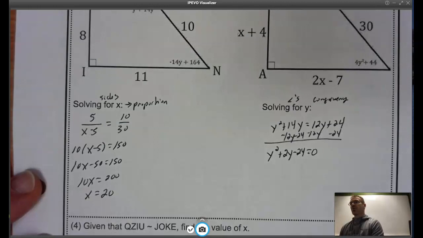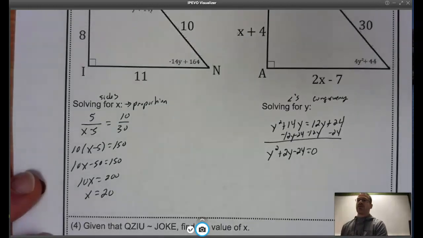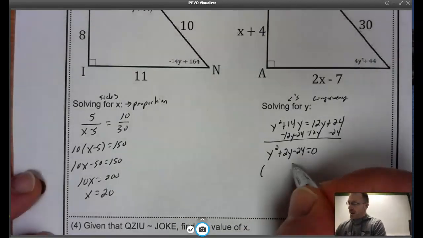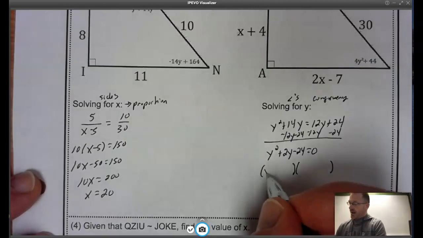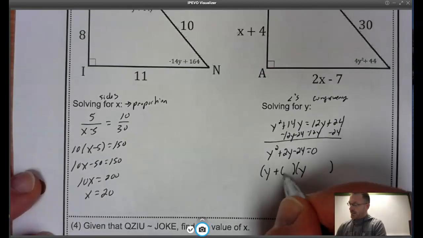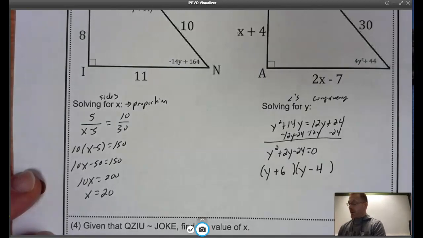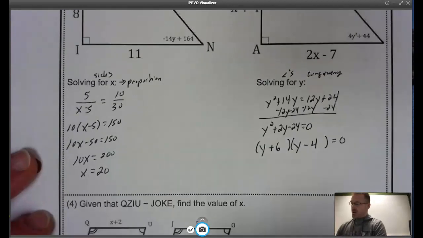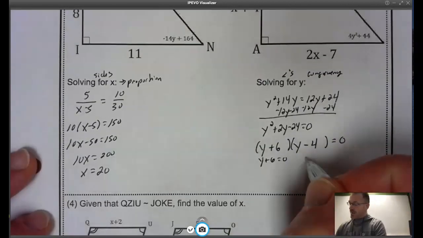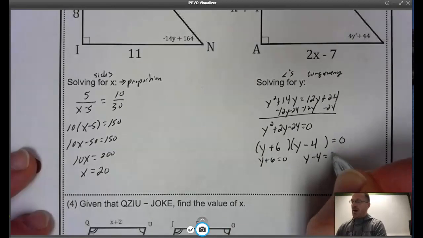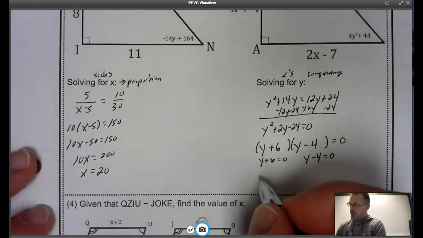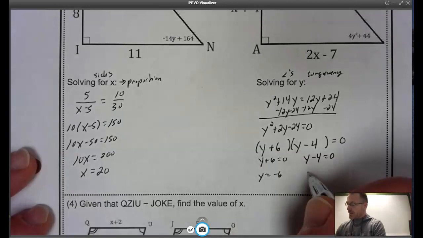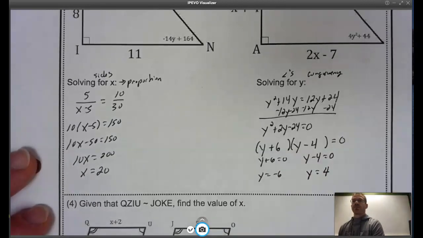Now I'm not going to go through the entire area model, but if you want to pause the video and go through your area model and factor this to see if you match what I get, that would be great. Here's what you should get if you factor correctly: y plus 6 times y minus 4 is equal to 0. So y plus 6 is equal to 0, and y minus 4 is equal to 0. My first solution is y equals negative 6. My second is y equals 4.